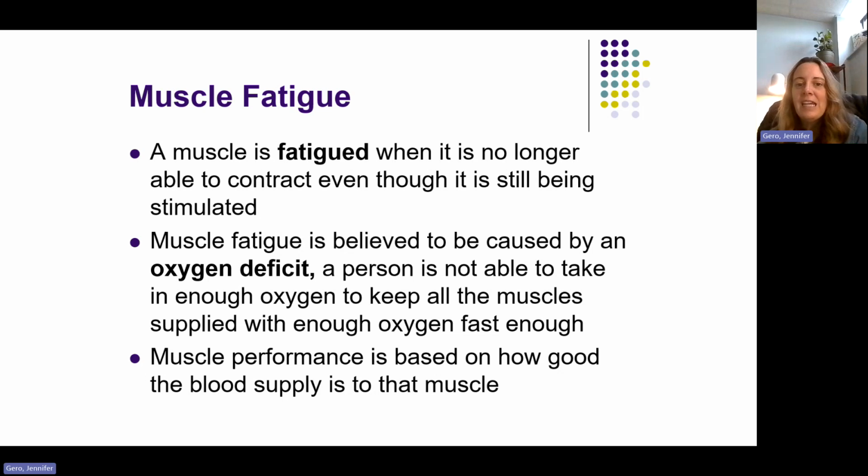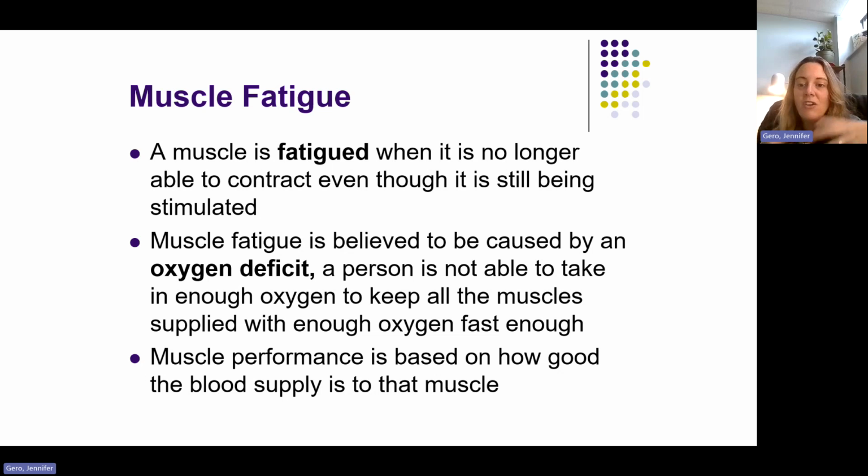So a muscle is fatigued when it's being stimulated to contract, but it just can't. It's like, I'm good. I'm tired. I can't do this. There are many different theories as to why muscle fatigue happens. Your book mentions an ion disruption, not having enough calcium, not having enough potassium, that could be leading to muscle fatigue. But one of the biggest reasons they believe muscle fatigue happens is due to an oxygen deficit.